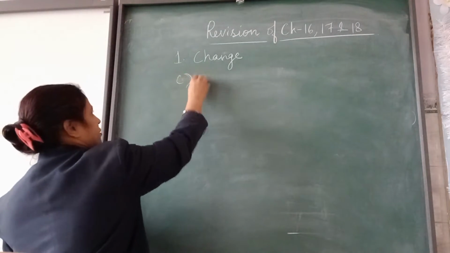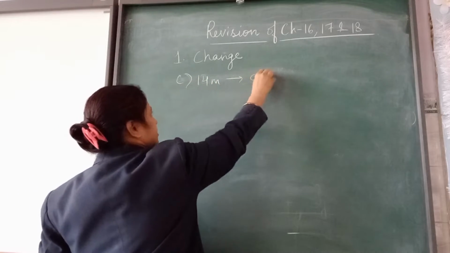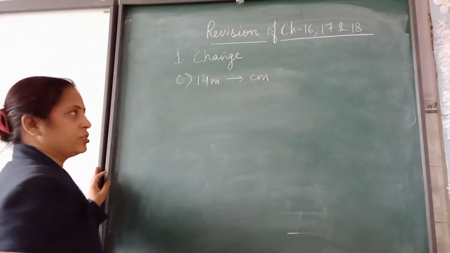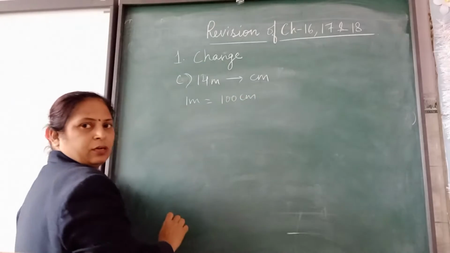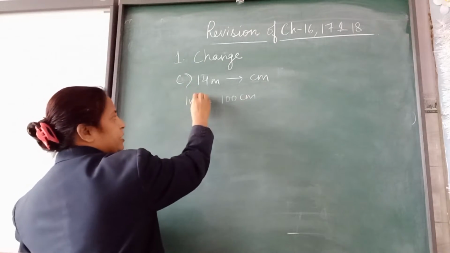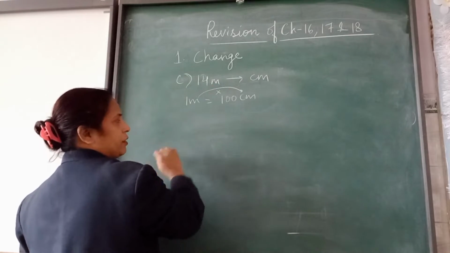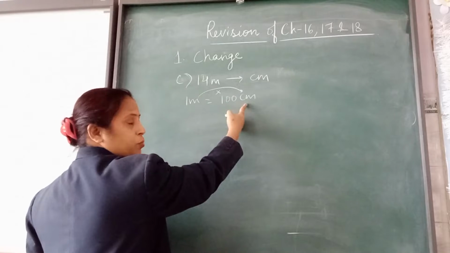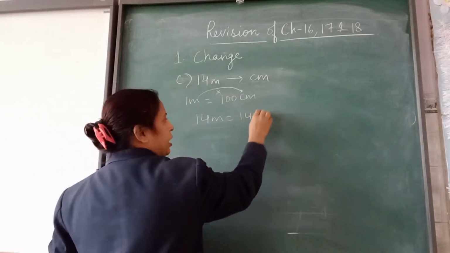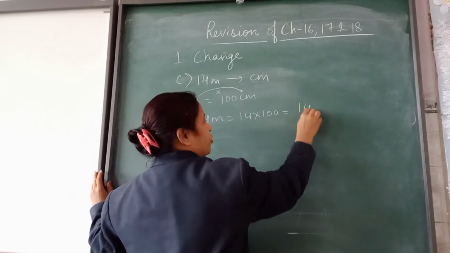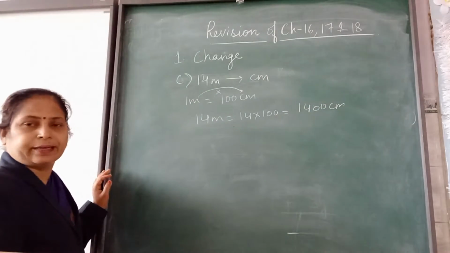Now children, see part 14 meters, you have to change into centimeters. Now how are you going to change? 1 meter is equal to 100 centimeters. So meter is bigger and centimeter is smaller if you compare them. So you will multiply by 100 because you are changing from bigger unit to smaller unit. So 14 meters will be 14 into 100. 14 ones are 14 and 2 zeros are just added. So this is 1400 centimeters.